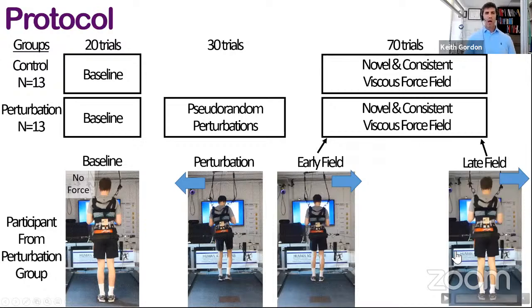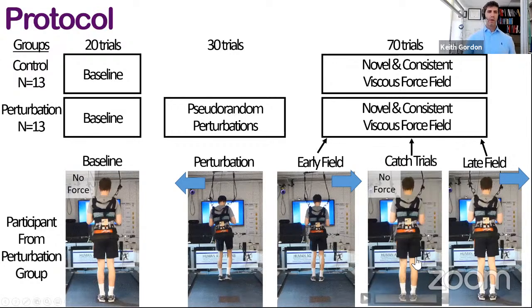We also evaluated walking during the last 4 trials in the viscous force field, termed the late field, being shown here. So still being pulled to the right, but a much smoother movement after 70 trials of practice. And finally, we evaluated walking during 3 catch trials that were interspersed within the viscous force field in which no forces were applied. And here's what this looks like.